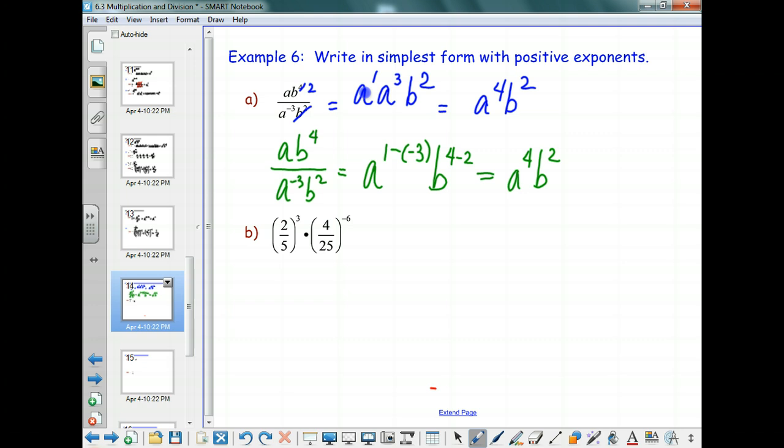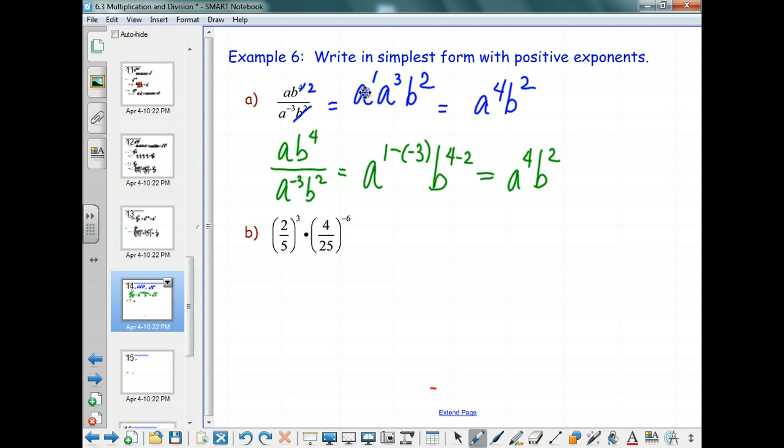This one's got numbers in it. You guys like numbers. All right, so I've got 2 over 5 to the 3rd. I've got 4 over 25 to the negative 6. And I contend that I'm supposed to have the answer with positive exponents, which means multiplying this all out is not where they're wanting me to head. Are you with me?